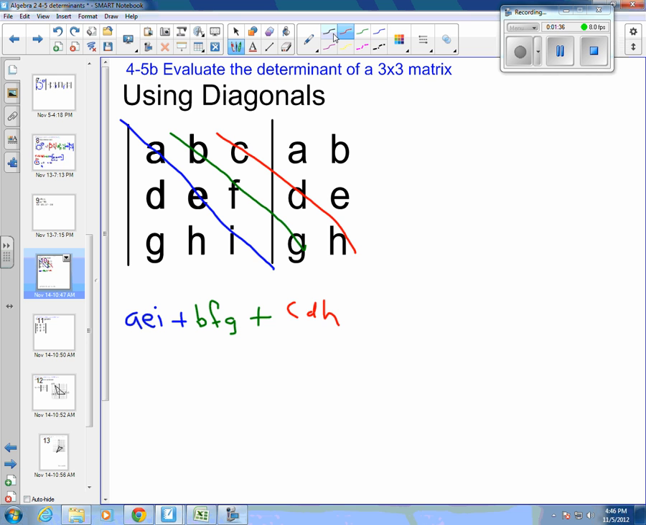You said, but wait, in all the other ones, didn't we have to subtract something? Well, yeah, we're going to find the diagonals going up now, and we're going to subtract that. So this is going to be G, E, C. So we're now going to subtract off G, E, C. And then we're going to take H, F, A, and subtract off H, F, A. And the last diagonal is I, D, B, and we're going to subtract off I times D times B. And that's the formula for finding the determinant using diagonals.